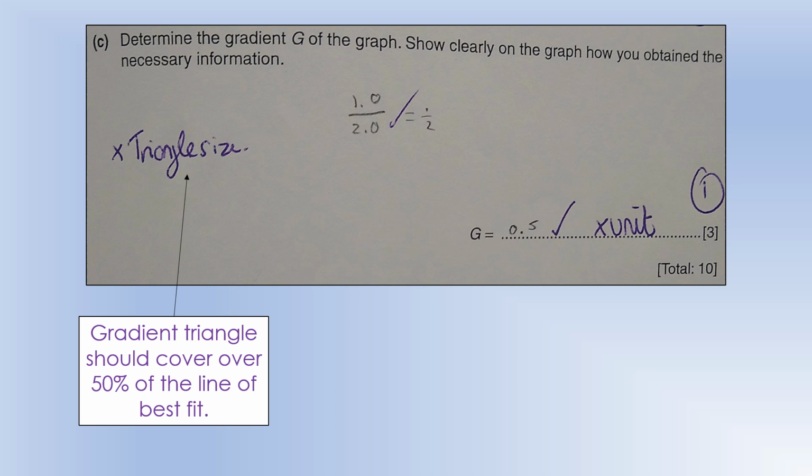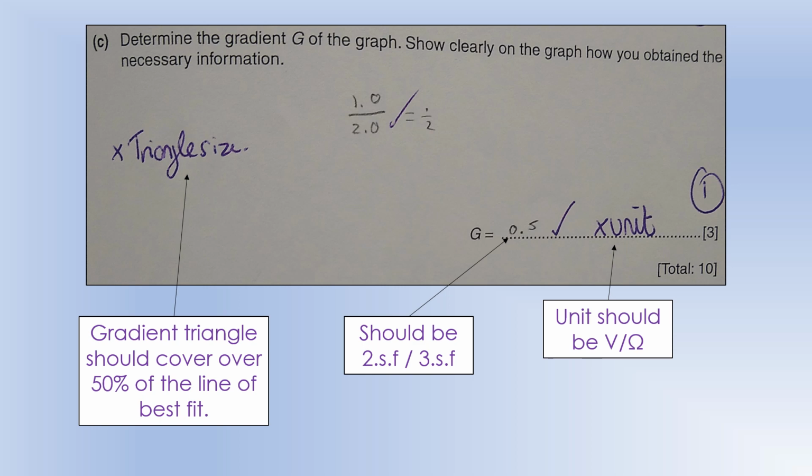In terms of the actual way the calculation is done, that's absolutely fine, but gradient has units. We're going to do change in y over change in x, so it should be volts per ohm is the unit that we'd give for the gradient. And that completes this review of the practice practicals.